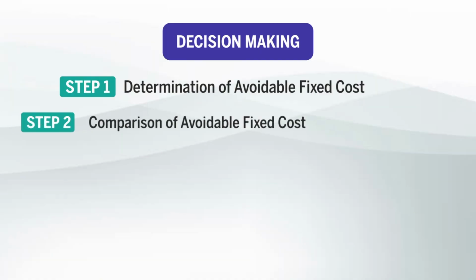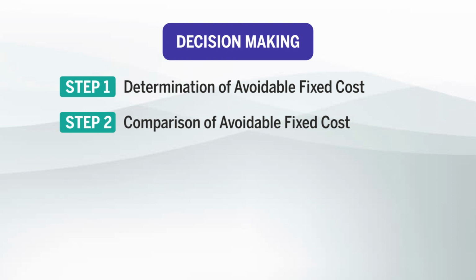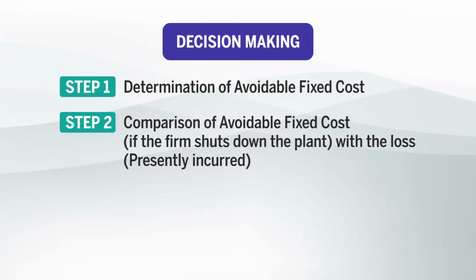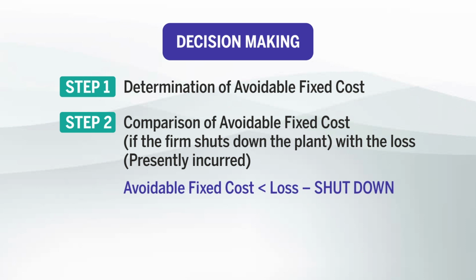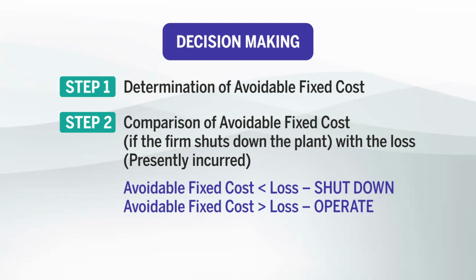Step 2 is comparison of avoidable fixed cost, if the firm shuts down the plant, with the loss that is presently incurred by the company. So, here we are going to compare the fixed cost which can be avoided in case of shutdown and the loss which is presently incurred. If avoidable fixed cost is less than loss, then we will shut down the plant. And if avoidable fixed cost is greater than loss, we continue to operate the plant. This was our step 2.